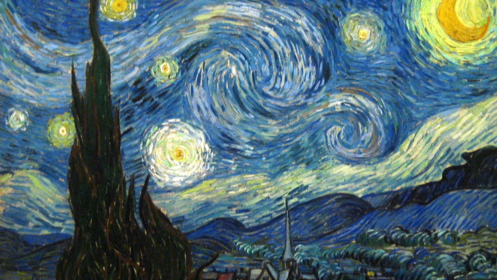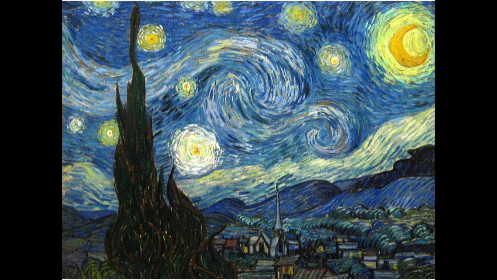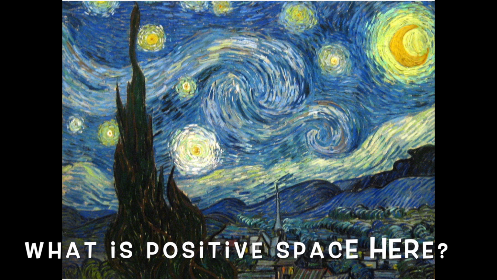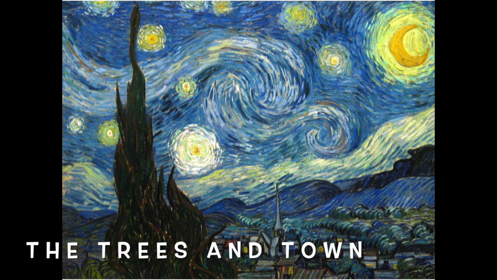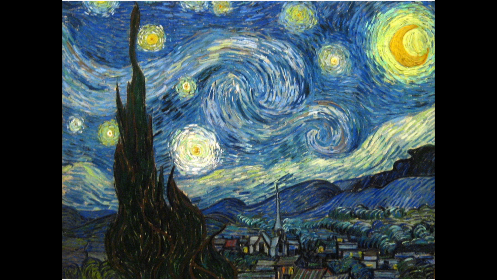In this work, I'd like to ask you, what is the positive space? Taking a look at this beautiful painting with all these swirls, what do you think is positive space in this art? If you had to pick what the subject is, it would probably be the big tree in the front and the town in the middle. Even though the sky is gorgeous and we do have our attention there, it is what we call negative space. This is how artists use positive and negative space together.